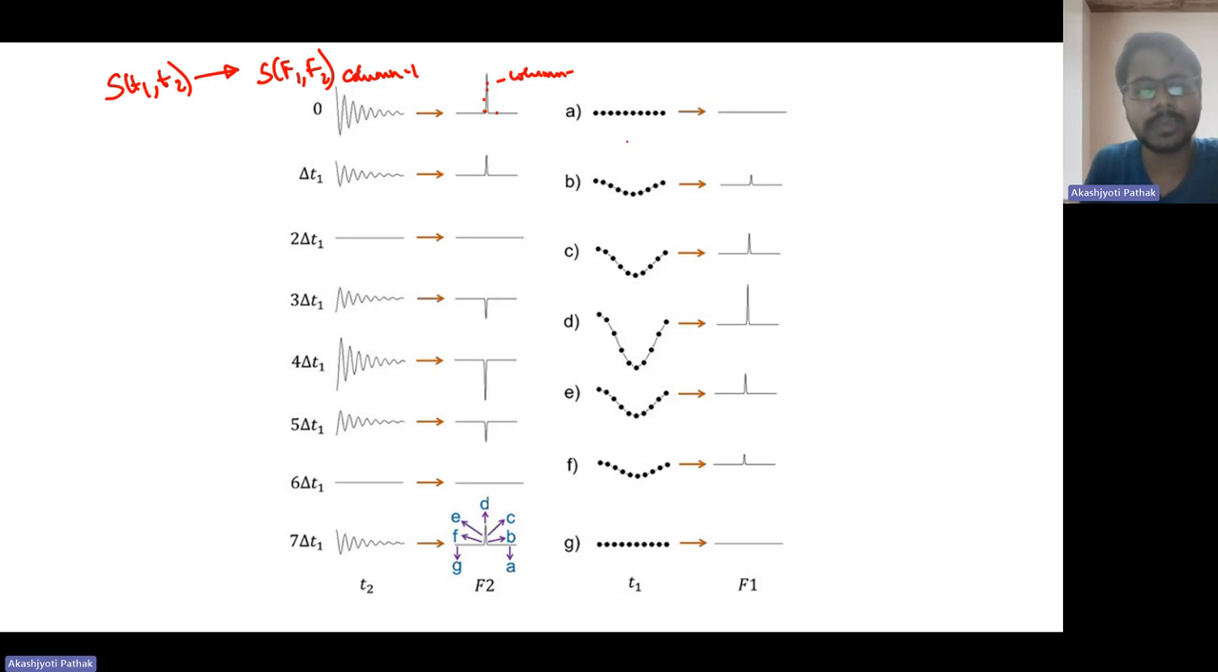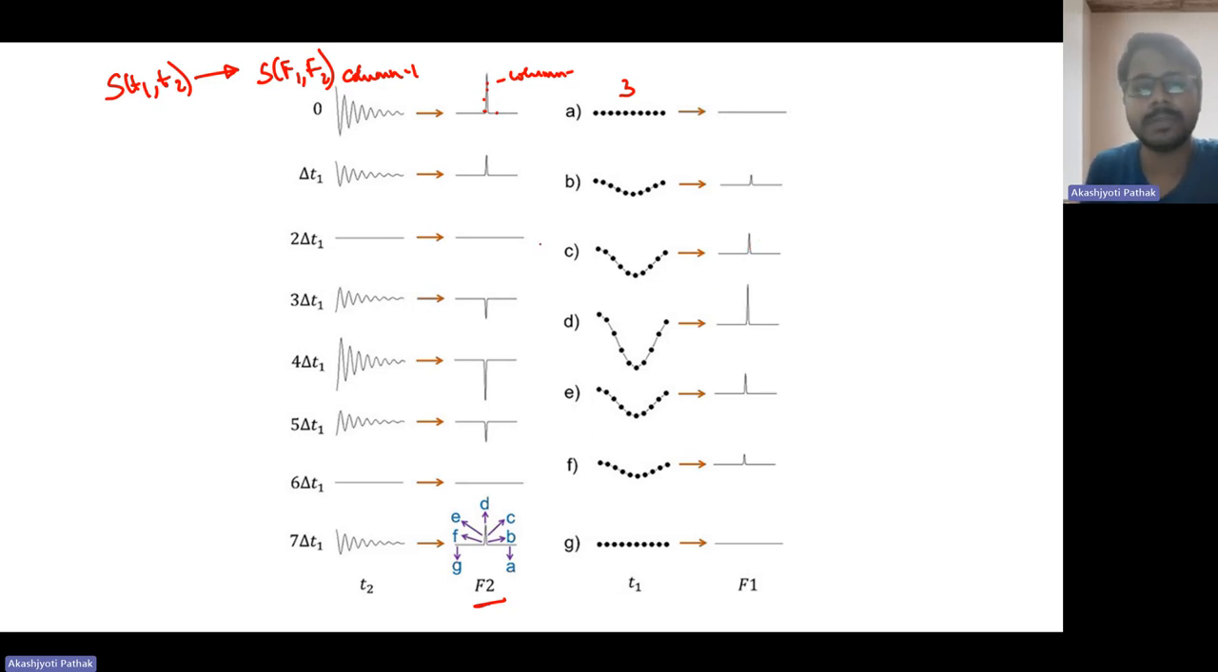Then you take the intensities at each point on the discrete F2 spectra. So this is the F2 spectra, okay? Then you take each individual point, and we arrive at the T1 dependent profiles. These are the T1 dependent profiles in column 3. These FIDs are then again Fourier transformed to generate the spectra along the F1 axis.